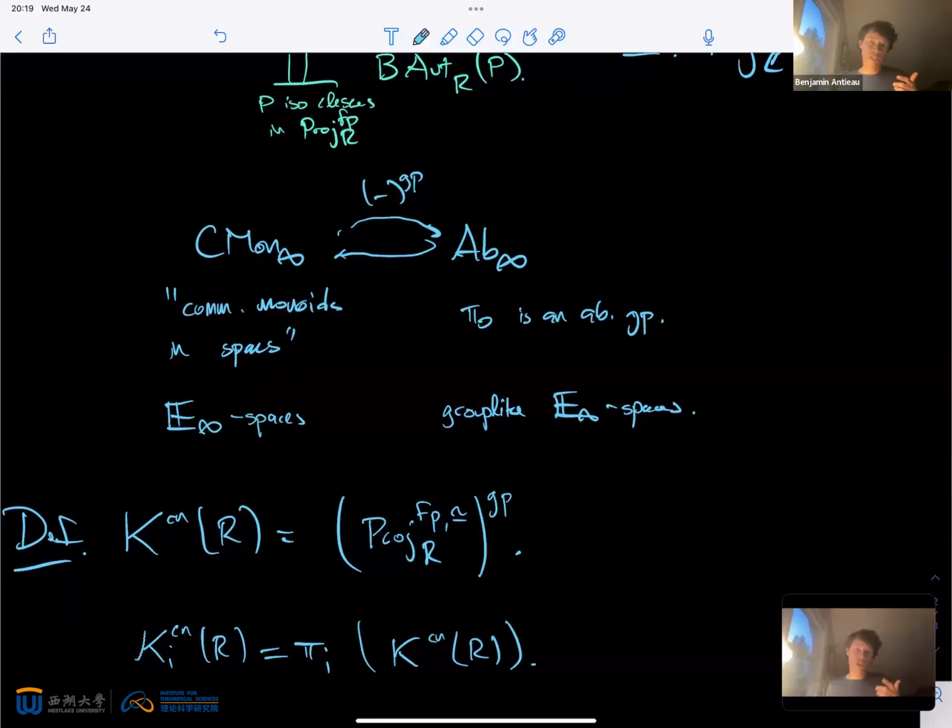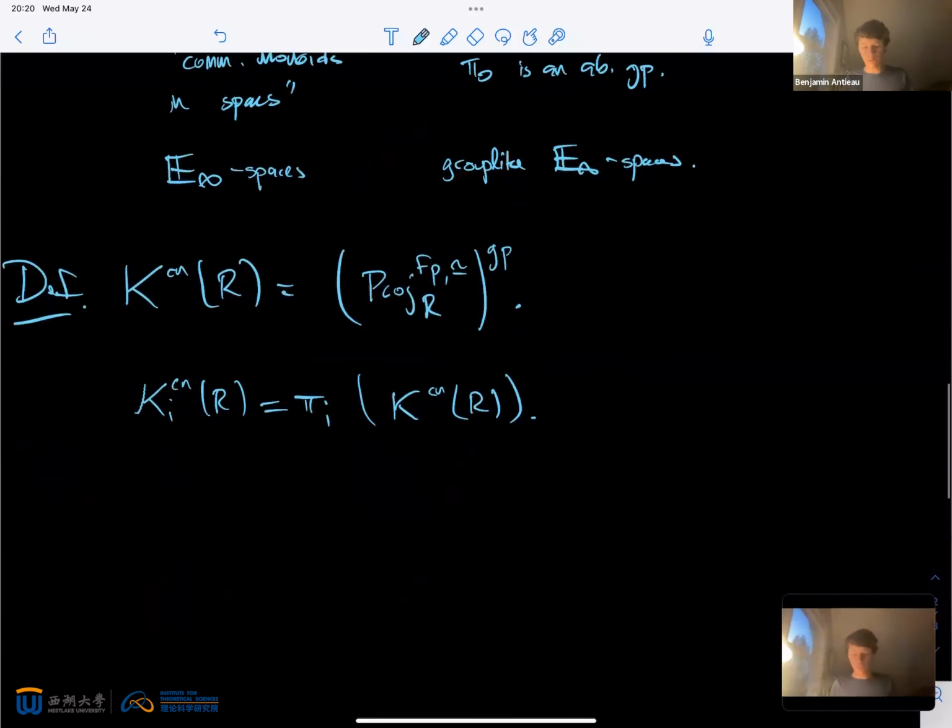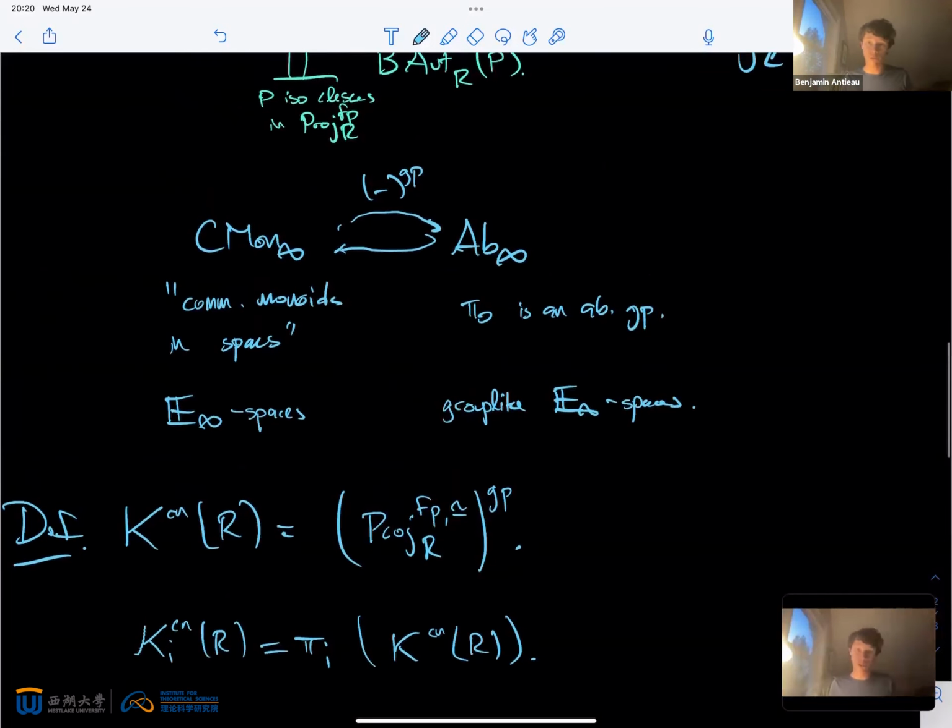I'm going to be a little sloppy in this talk. Oftentimes, I'll also view this as a spectrum, which is some kind of higher analog of a chain complex. And then these pi i's from that perspective are some sorts of analogs of the homology of a chain complex. But let me not go into any detail. Okay, so that's a definition. That's a rigorous definition of higher K-theory. It's perhaps the shortest, at least if you grant me this notion of an E infinity space.